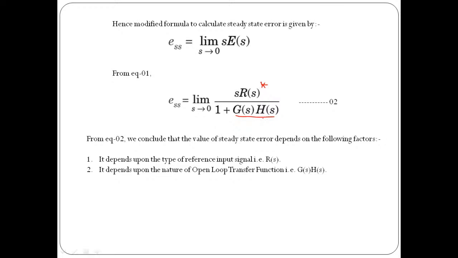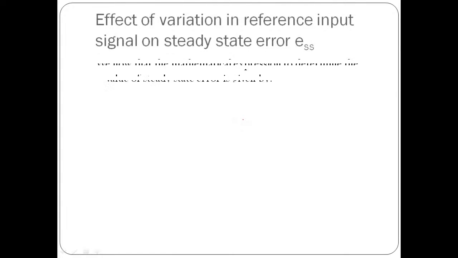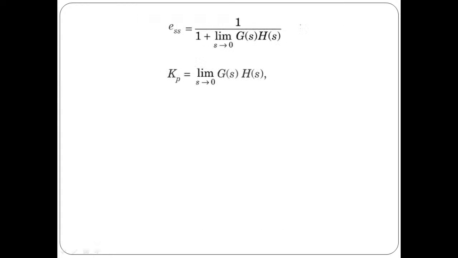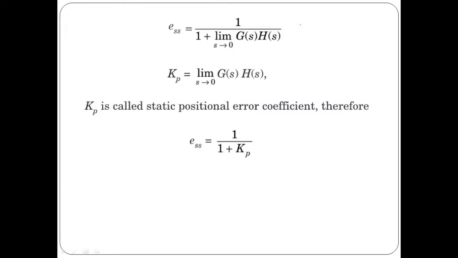And then in the last lecture, we again discussed how to calculate the change in the error signal if you change the value of the reference input signal. We considered three different cases. In case one, we considered that the reference input signal is unit step. Then we calculated the value of error: ess is nothing but 1 upon 1 plus Kp, where Kp is the positional error coefficient, and the expression to calculate Kp is limit s tends to 0 G(s) into H(s).